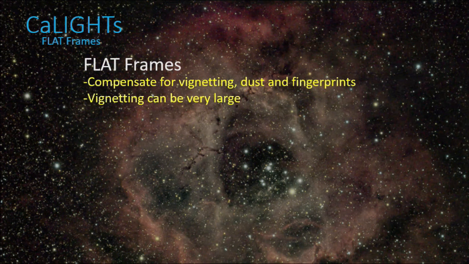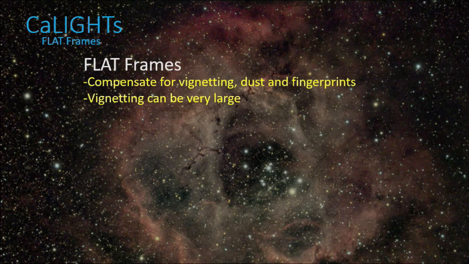A master flat is primarily used to compensate for vignetting in your telescope's optics. Vignetting is where the brightness of the image dims towards the edges of your light frame. Localized dimming can happen if there is dust or fingerprints on the optics. This dimming can be expressed as a percentage.